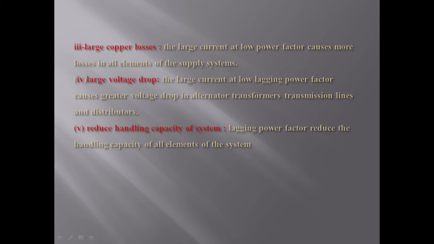At a low power factor, the voltage drop will be very high. So the large current at a low lagging power factor causes greater voltage drop in the alternator, transformer, transmission line, and distributor. Number 5, it reduces the handling capacity of the system. So lagging power factor reduces the handling capacity of all elements of the system.